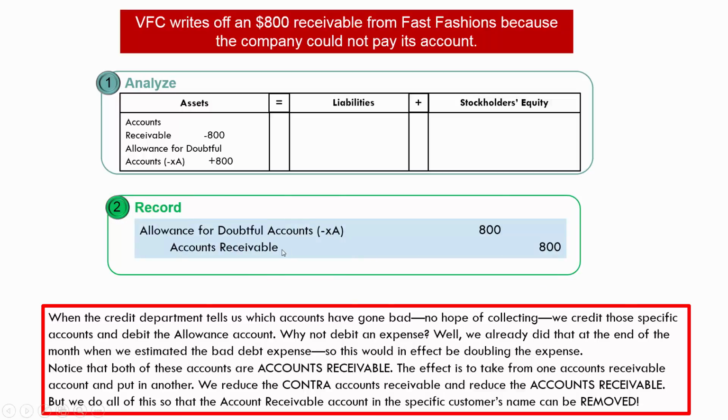Accounts receivable, the specific one in the name of Fast Fashions, is credited to be removed, and the allowance for doubtful accounts is debited. Again, why do we not debit bad debt expense? Because we've already done that. We've already debited bad debt expense when that credit sale was made to take into account our estimate of those accounts that will be uncollectible.